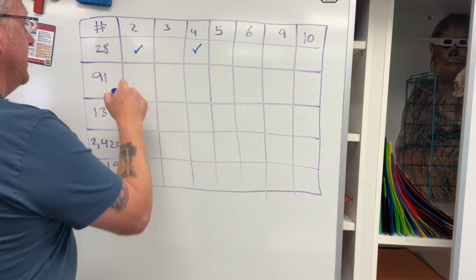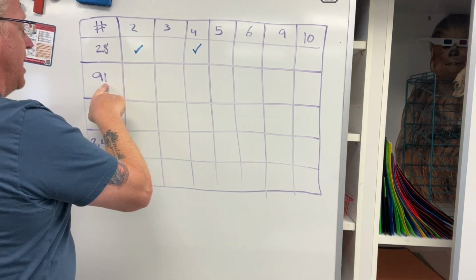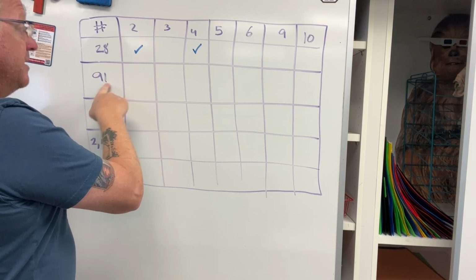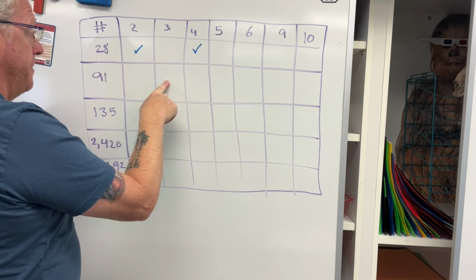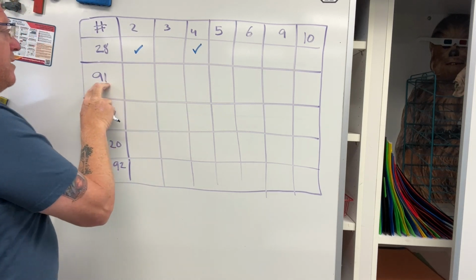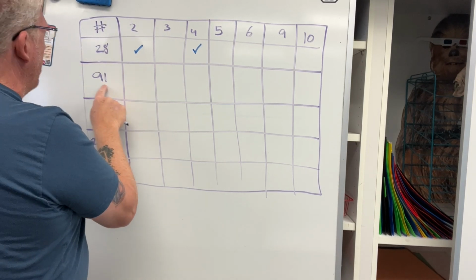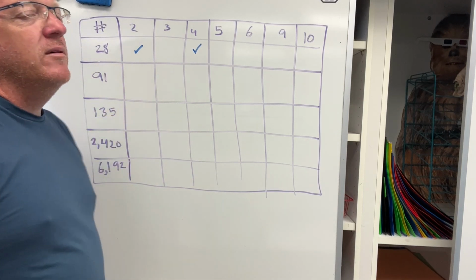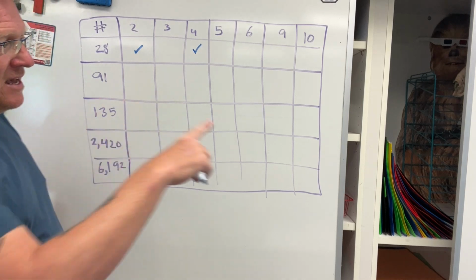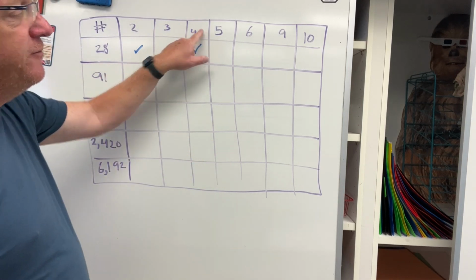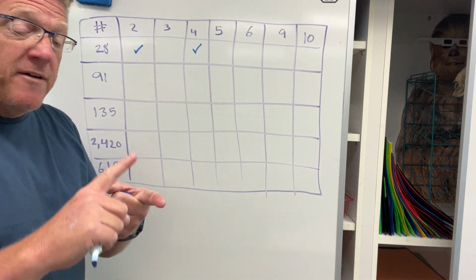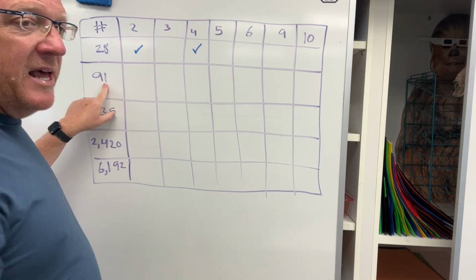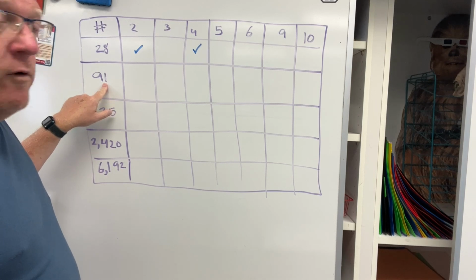91, it is not divisible by 2 because it's an odd number. 9 plus 1 is 10, not divisible by 3. 91, also again, it's got a 1 in 10's place. There's no larger number here. But I do know another rule that I didn't write down on that other thing, but every multiple of 4 is going to be an even number. When you count by 4s, 4, 8, 12, 16, they're all even. You're never going to land on an odd number for 4.